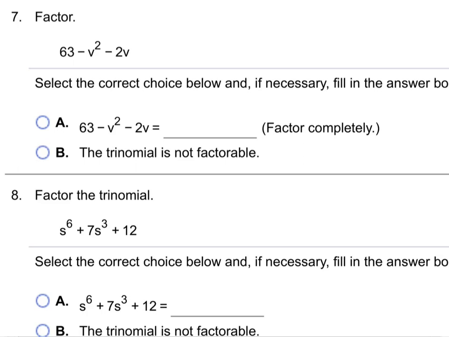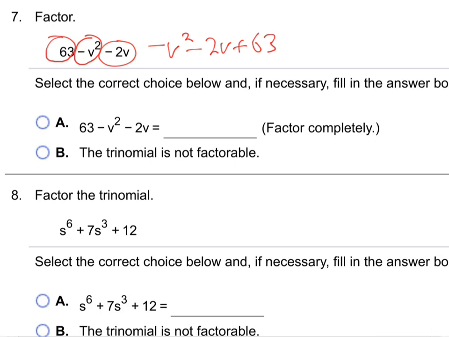You've got to reorder these, right? And remember, when you move things around, you take their baby with them. Whatever sign's in front of them has to go with them wherever they may go. So it's going to be minus v squared minus 2v plus 63 as the first step, right? Because you've got to go highest power to lowest.